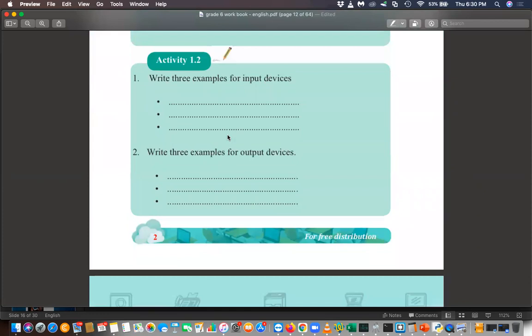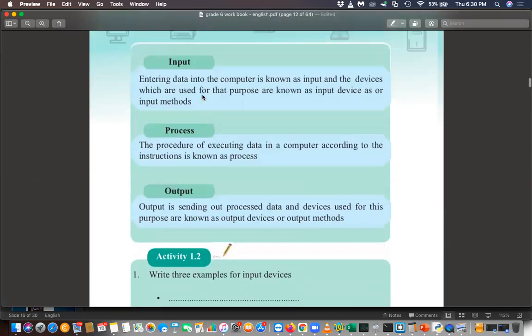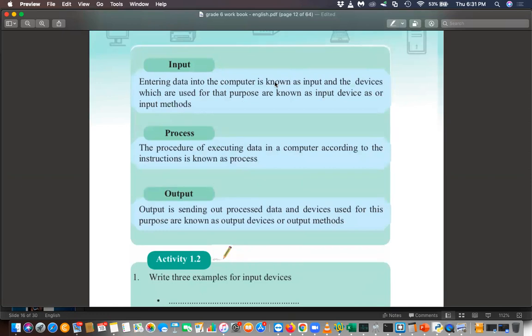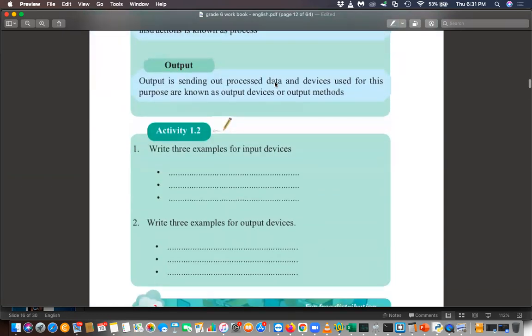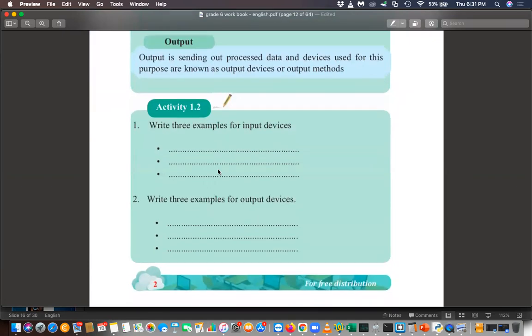Now, write three examples for input devices. You know this, we have discussed it a lot. Yanuki, can you tell me three examples for input devices? Input means entering data into the computer or feeding data into the computer. Can you tell me three examples, guys? Keyboard, yes, very good. That is the primary input. And what else? Only keyboard? Mouse. Yes. And another one?